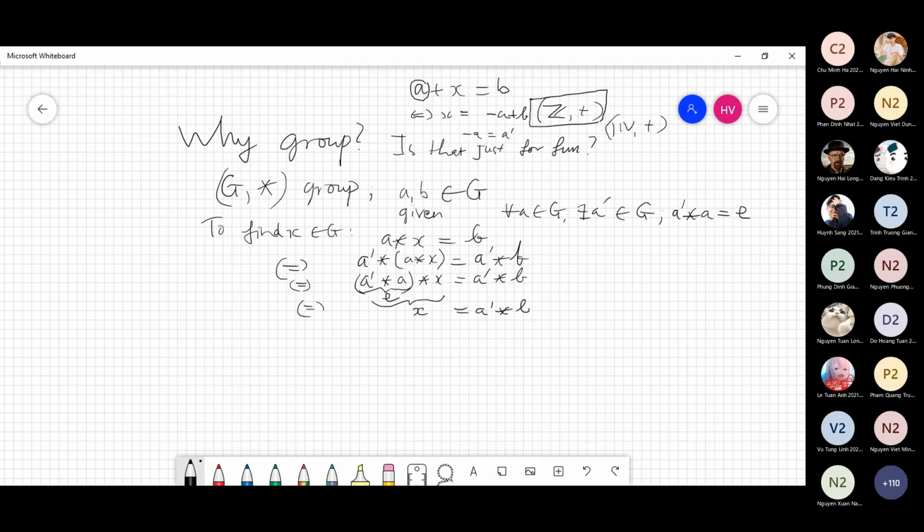We are lucky because here addition is commutative, but if it's not commutative, you have to keep the order. This is the reason why we want to generalize something to be as abstract as possible, so that we can apply it to more new objects.